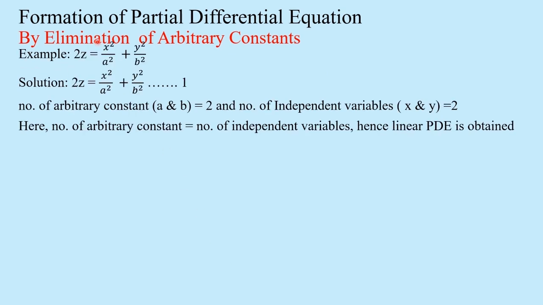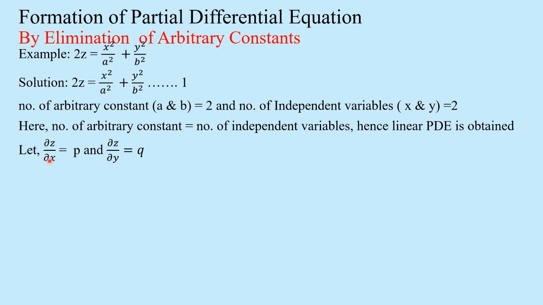In this example, x square by a square plus y square by b square, a and b are two arbitrary constants. X and y are two independent variables. Z is the dependent variable. Here the number of arbitrary constants is equal to the number of independent variables. Hence we get a linear PDE.